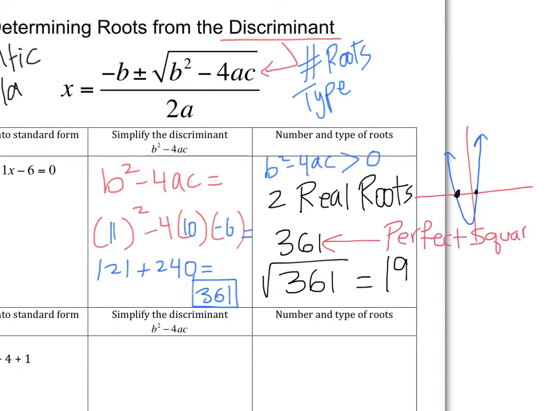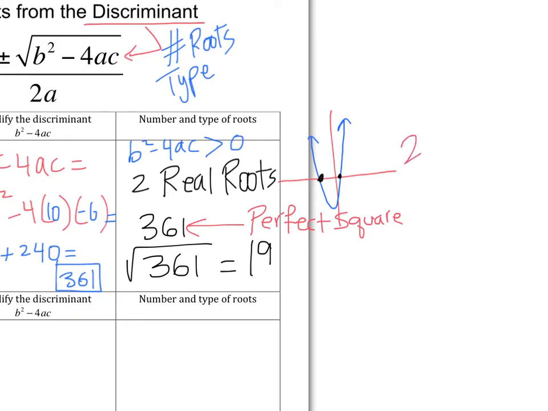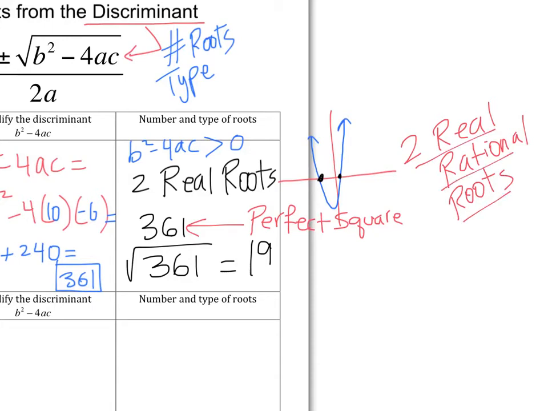It means when I find my root, at the end, my root will not have a radical in it. The radical will disappear because the square root of 361 is a whole number. So I have to add to my description and say that it's not only 2 real roots, it's 2 real and rational roots. So if my discriminant is greater than 0, I know that I have 2 real roots. And if the number is a perfect square, then I know it's going to be a rational root. It means the radical will actually disappear.